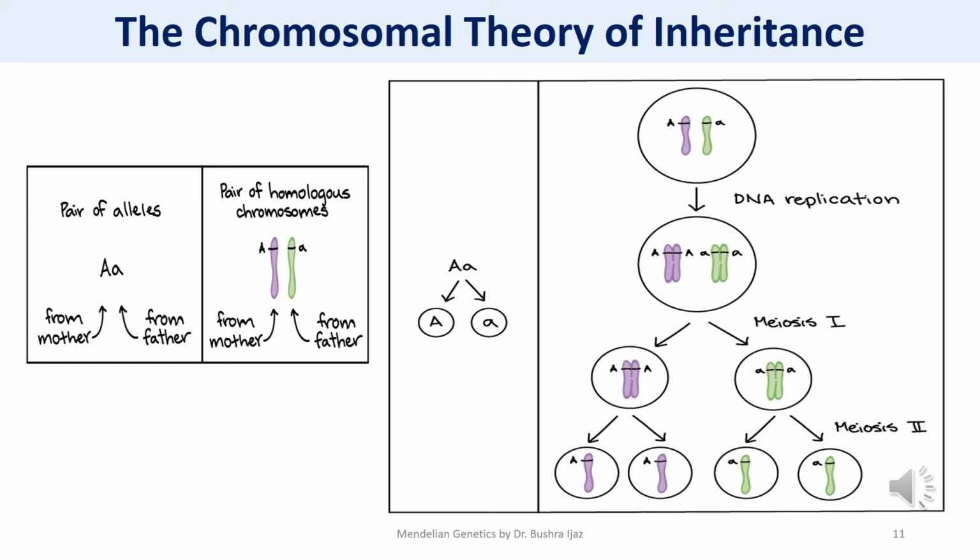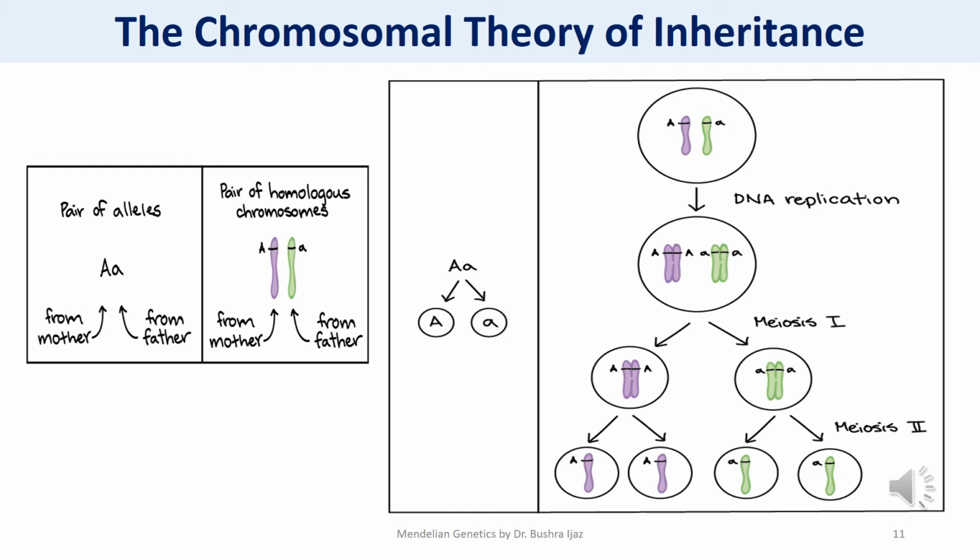Second, paired homologous chromosomes in the same organism, one of which bears a dominant allele, for example, capital A, at a particular location, which is called its locus, and the other one which bears an allele at the corresponding locus or location. One homologue can come from the organism's mother, while the other comes from its father.